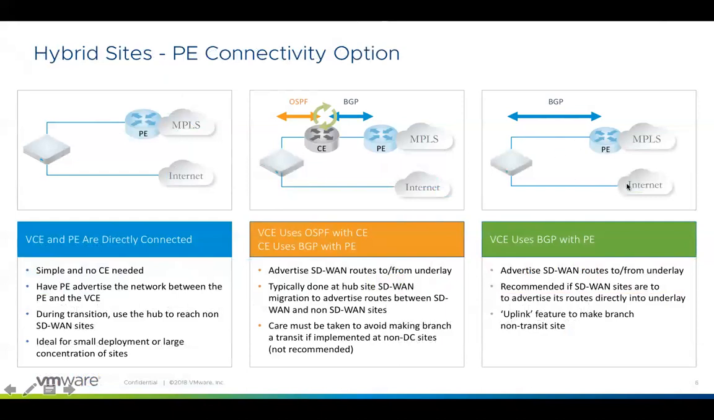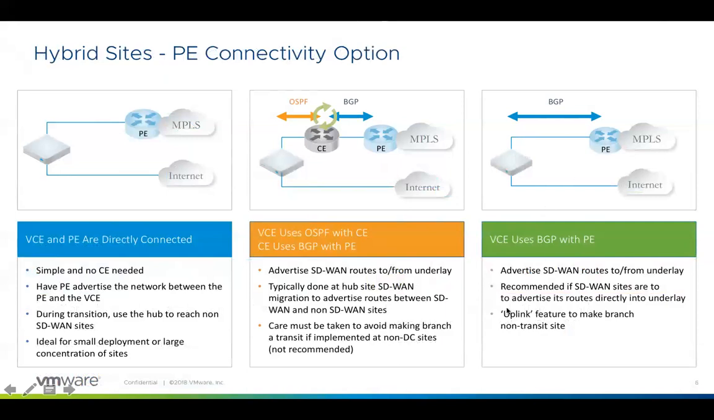The topology on the right is probably the most common, where the VeloCloud Edge runs BGP with the PE device and learns all of the routes from MPLS, including the non-VeloCloud sites, the traditional MPLS prefixes. And this would allow traffic from the local branch with this insertion topology to talk to the traditional MPLS sites directly, through the underlay. So not all traffic is encapsulated within the overlay tunnel.